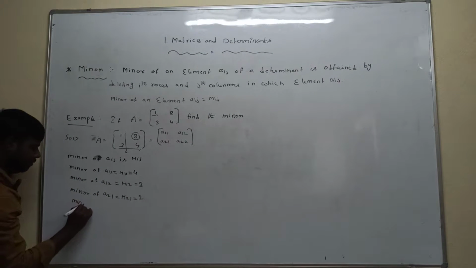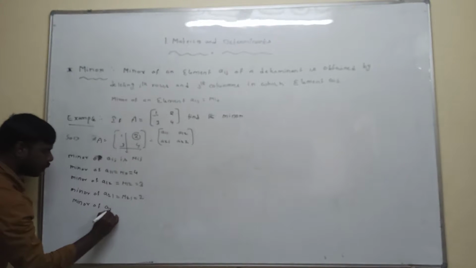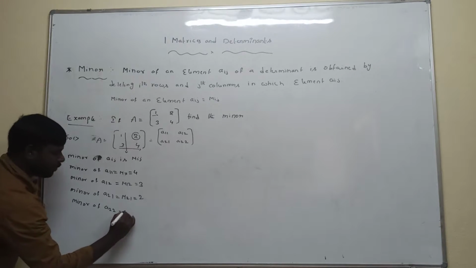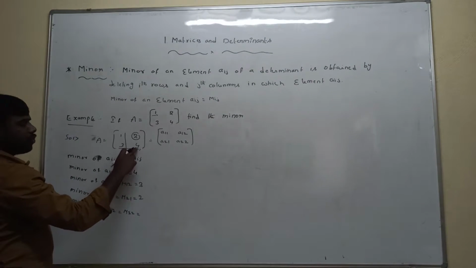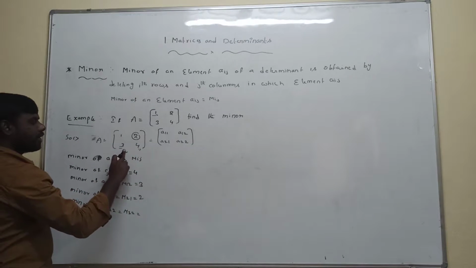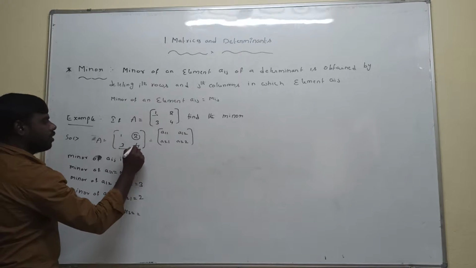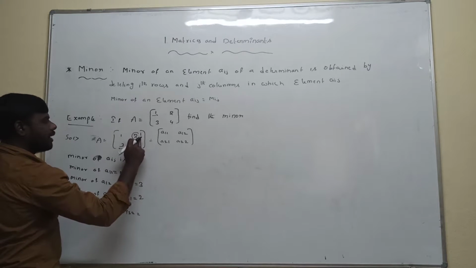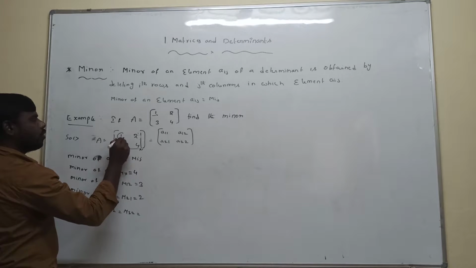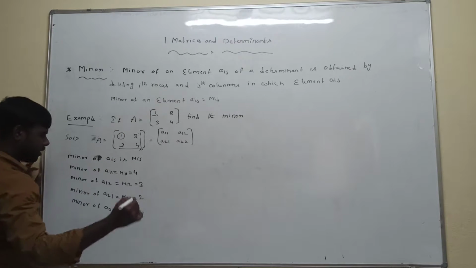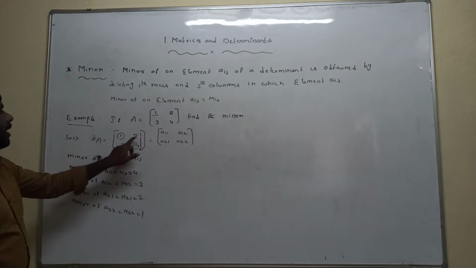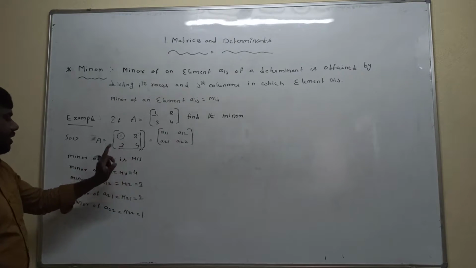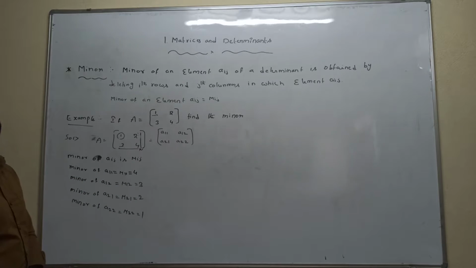Next we need to calculate the minor of A22, denoted by M22. Observe dear students, in place of A22 what element is there? 4, present in the second row, second column, which are eliminated. What is left of the elements here? 1 is left. So the minor of 1 is 4, the minor of 2 is 3, the minor of 3 is 2, the minor of 4 is 1. Like that we need to calculate the minor.